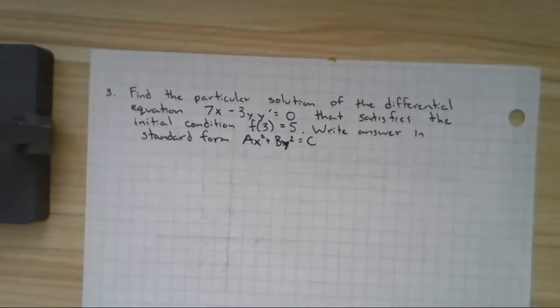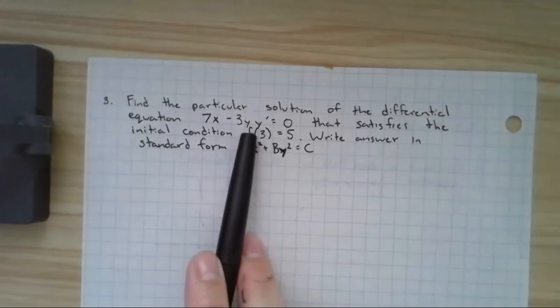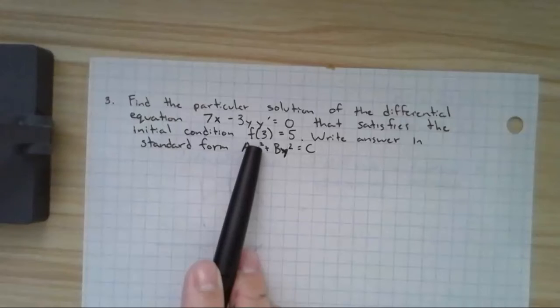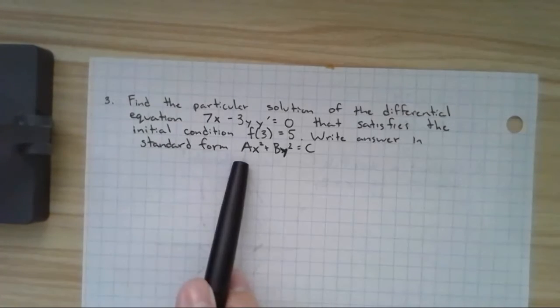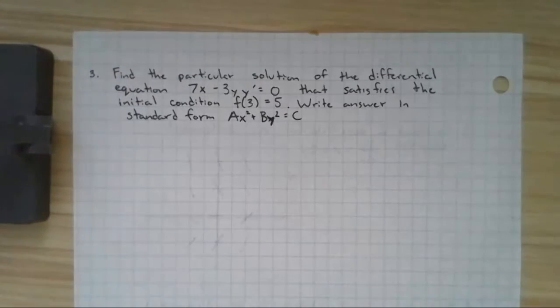Now for number 3, it says find the particular solution of the differential equation 7x minus 3y y prime is equal to 0, that satisfies the initial condition f of 3 is equal to 5. Write the answer in standard form. That's the standard form of equation there, right?